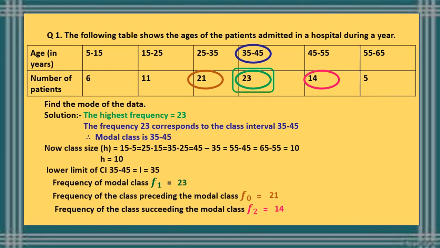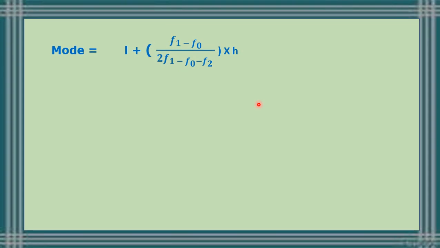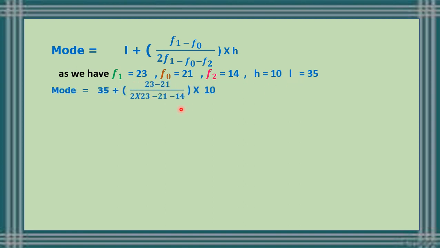So here we have the formula for mode: L plus (f1 minus f0) upon (2f1 minus f0 minus f2) into h. Now we will put in the values: f1 is 23, f0 is 21, f2 is 14, h is 10, L is 35. So we get mode equals 35 plus (23 minus 21) upon (2 into 23 minus 21 minus 14) into 10. That equals 35 plus... 23 minus 21 is 2. 2 into 23 is 46. 21 and 14 becomes 35.